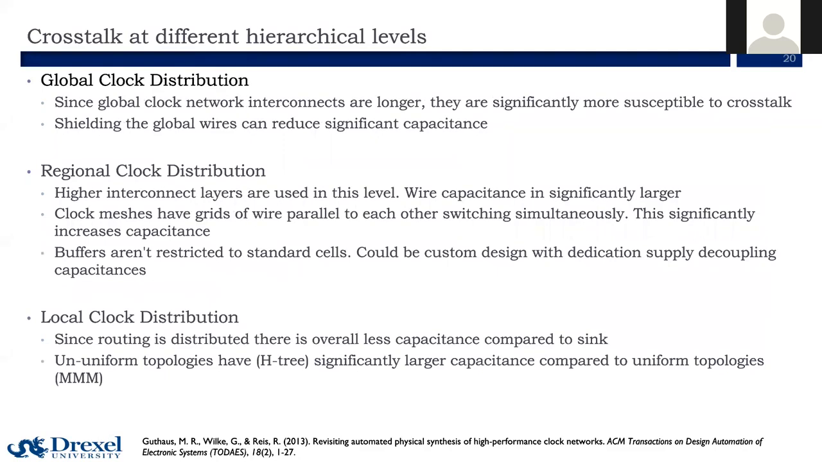So let's talk about crosstalk at different hierarchical levels. For global clock networks, since their interconnects are significantly longer, they are more susceptible to crosstalk, but it is pretty easy to implement shielding at this level, which significantly reduces crosstalk. Regional distribution uses higher interconnect layers, and clock meshes have grids of parallel wires switching simultaneously, so there is significant capacitance. However, during buffer insertion in this phase, the buffers need not be limited to standard cells, and they could be custom elements designed to supply decoupling capacitances.